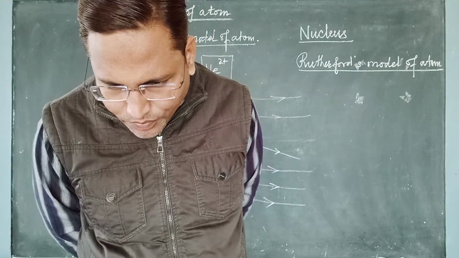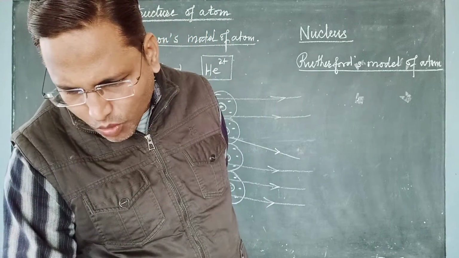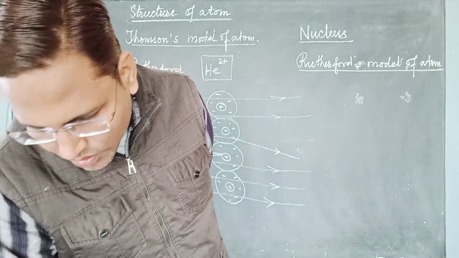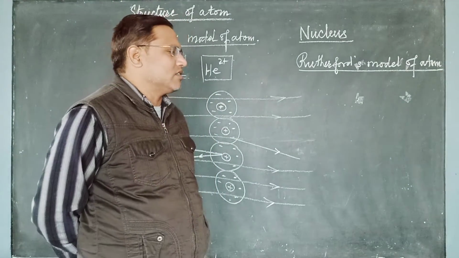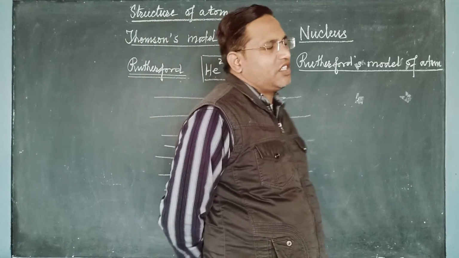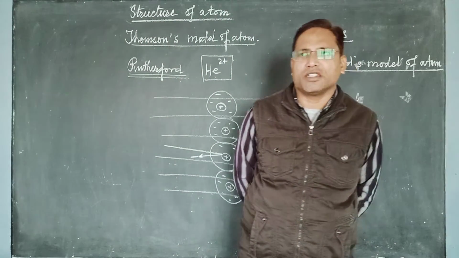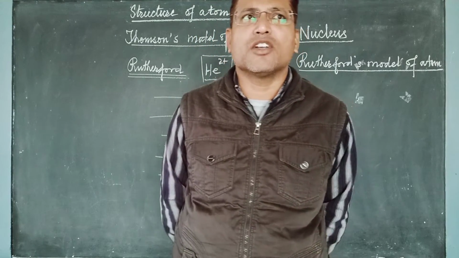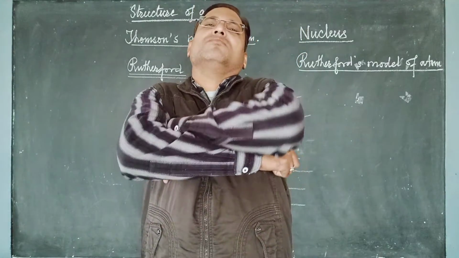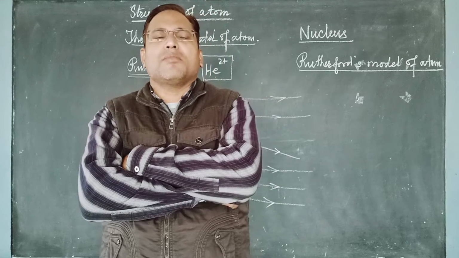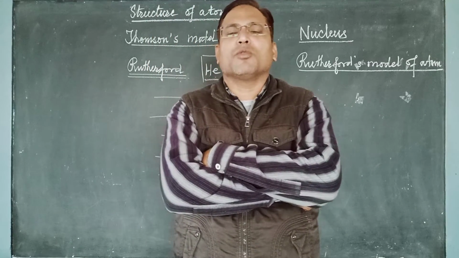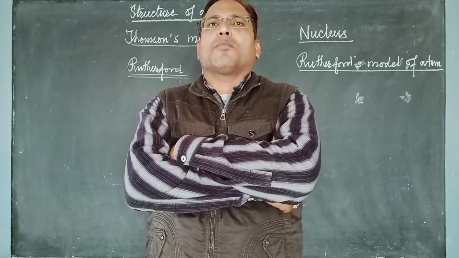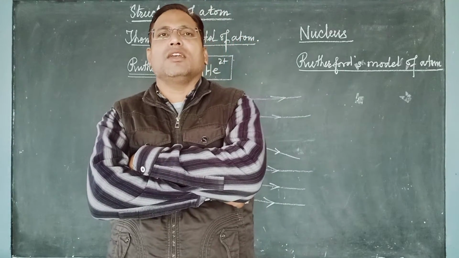Next we have the drawbacks, the demerits, of Rutherford's model of an atom. In Rutherford's model of the atom, he had told that the electrons keep on moving around in the orbit outside, and the protons remain inside in the nucleus.